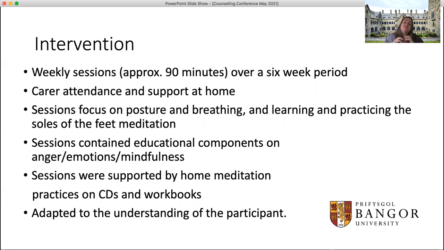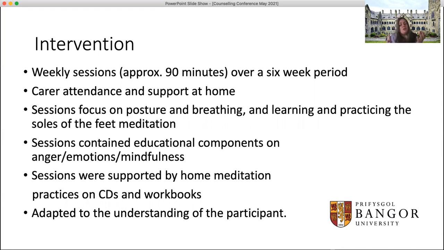So the sessions were focused on the posture and breathing, the elements of this particular mindfulness practice. They also contained these educational components. There was also a file for homework activities that the individual could take away with them. The CDs were incorporated as part of those workbooks, and it was all adapted to the understanding of the participant.